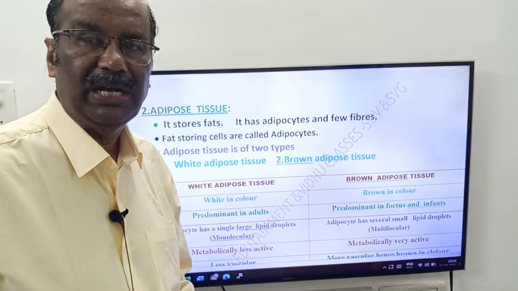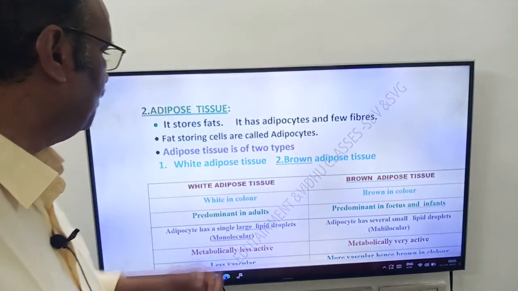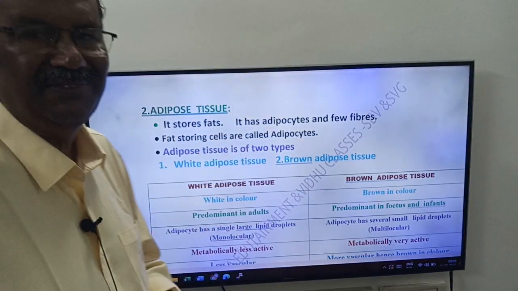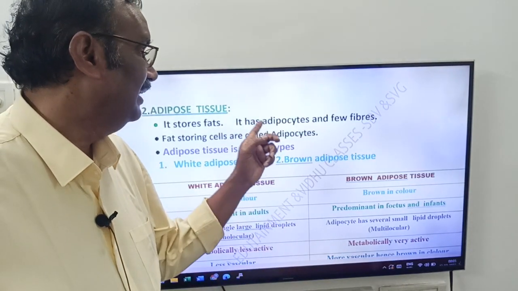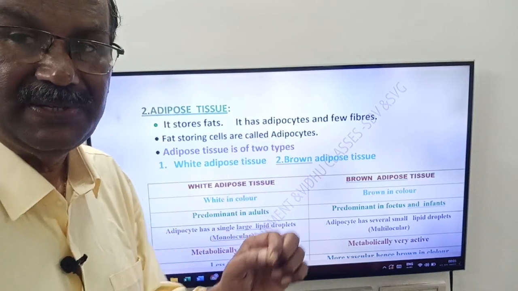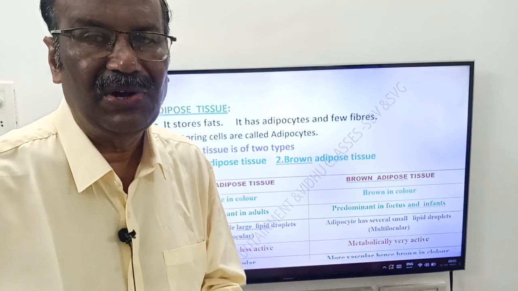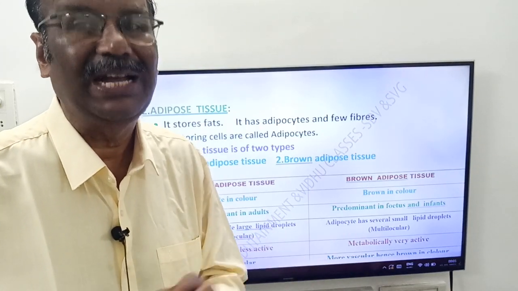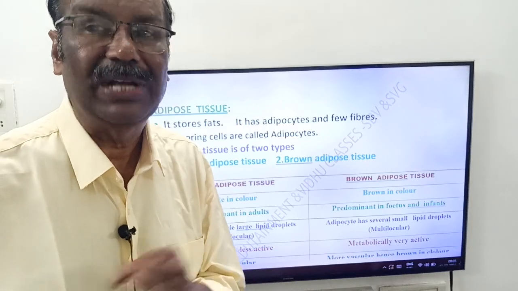Okay, friends. Now come to the next type, the second type of connective tissue proper. What is that, friends? Adipose tissue. Adipose tissue stores fats, friends. It has adipocytes and few fibers. The cells of adipose tissue are called adipocytes. The cells of adipose tissue are called what, friends? Adipocytes.